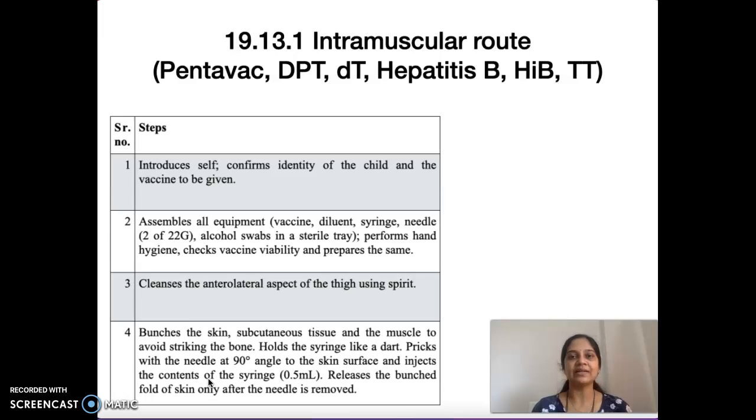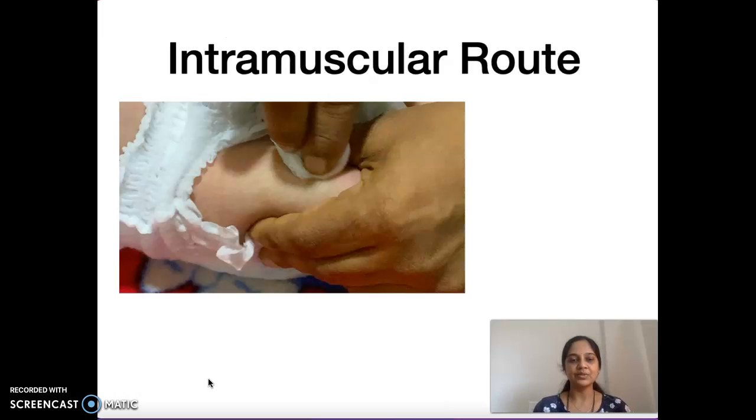The syringe is held like a dart and the needle is pricked at 90 degrees angle to the skin surface, and the whole of the injection, that is contents of the syringe, 0.5 ml of vaccine, is introduced into the muscular plane. Once he injects the vaccine into the muscular plane, then the bunched skin is only removed after the needle is removed. So this is a small video demo of an intramuscular route.